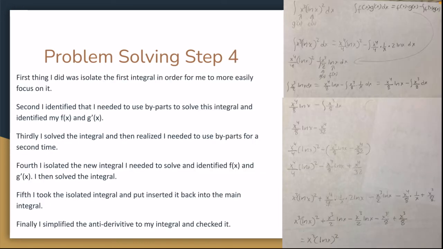Step 4, just as I had predicted, the next part was more difficult to do. So now I have the natural log of x cubed times the natural log of x squared. Once again, I rewrite my by-parts formula on the top right, and I identify g prime of x to be x cubed and f of x to be the natural log of x squared.